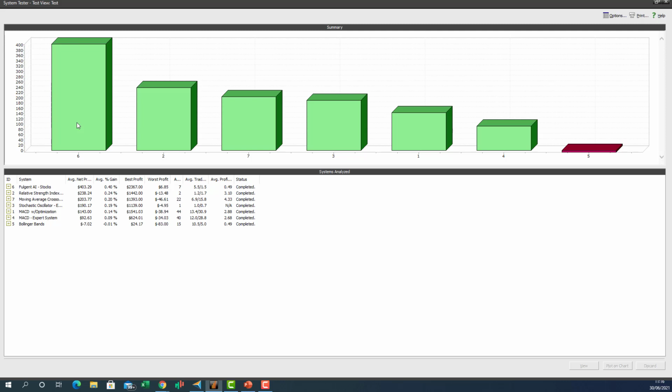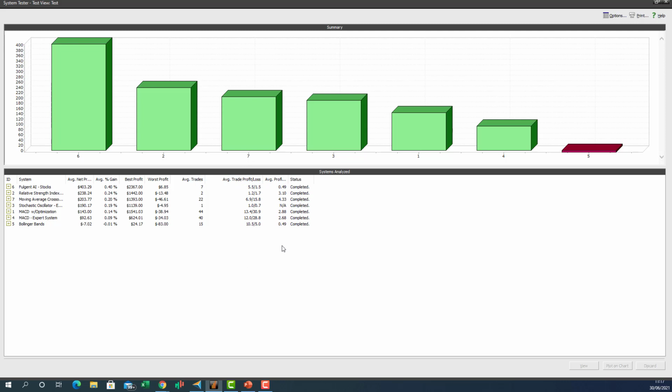Best profit, $2,367 on that trade there. MACD with optimization, 1541. That's interesting. What's in this field? Average number of trades: 7 trades for the Fulgent AI, relative strength 2, moving average crossover 22 trades. So there's actually quite a lot of risk in that if you have to do 22 trades. What we really want is something with fewer trades and higher profitability. And that's kind of what we're looking for.